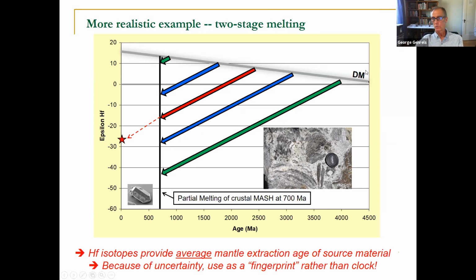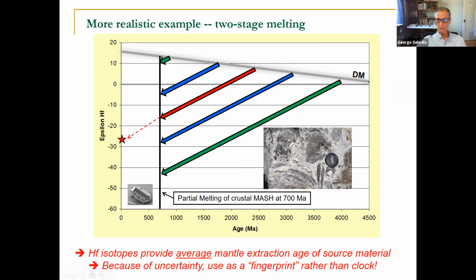And the bottom line is you have no idea when mantle extraction took place because you're melting that material from the mash zone, not from the mantle itself. And so that's why we say that lutetium hafnium system is really not a chronometer. It's not really very powerful unless it's a juvenile system, one stage melting right from the mantle. It doesn't actually give you the time of mantle melting.